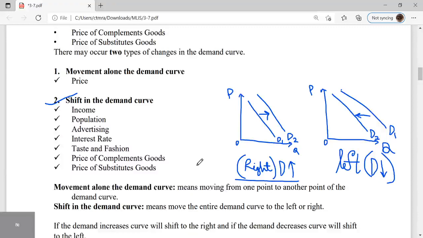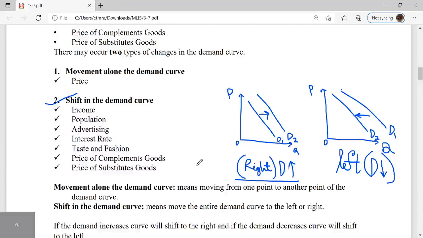Next, we have interest rate. Interest rate is the cost of borrowing money. So whenever interest rate rises, there will be a fall in demand. So when interest rate rises, demand falls, okay, because borrowing will become difficult.